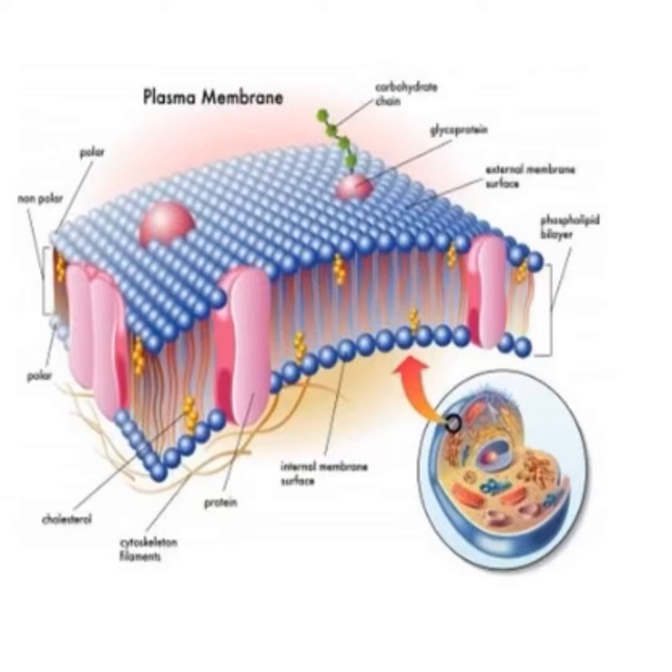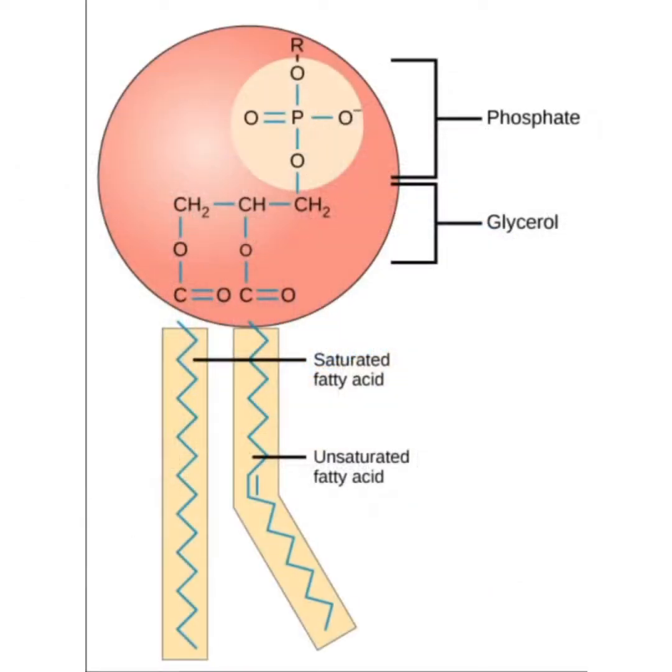Today, we are going to make a model of the plasma cell membrane. The plasma cell membrane is composed of phospholipid molecules. A phospholipid is made of a glycerol base with two fatty acid chains and a phosphate group.